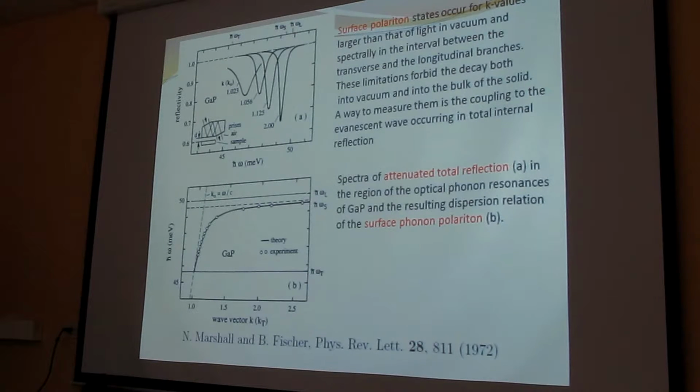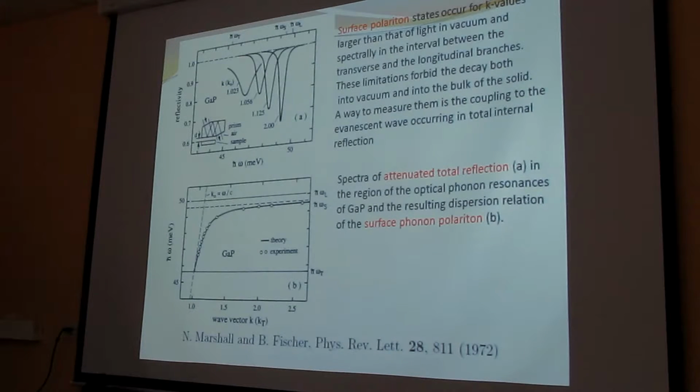It is situated at larger k vectors than the dispersion of light in vacuum, because the parallel component has to be conserved at the interface. If the wave vector is larger than that of the photon in vacuum, it cannot decay. It's forbidden by k conservation. And the reason why it cannot decay into the bulk is simply because it has to exist between the transverse and the longitudinal eigenfrequency, because there you have no propagating modes in the bulk. So in this frequency interval you can look for a surface polariton mode.